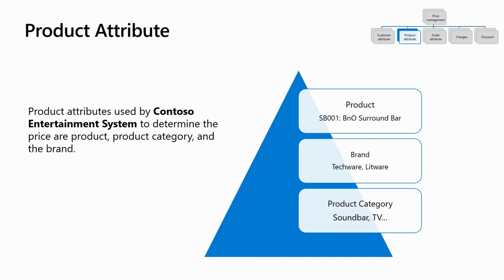Similarly, on the product side, Contoso Entertainment System have decided to build their product hierarchy based on product category, which could be soundbar, TVs, cameras, brand. In this case, we'll use techwear and litwear as a brand that will have products from, and finally product. And in this demo, you'll see that we are using product called SB001, which belongs to the category speakers. And this structure will help Contoso to define prices, margin, discount, charges, and rebates.